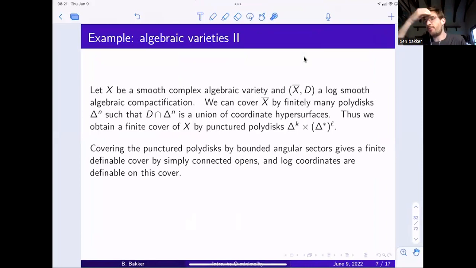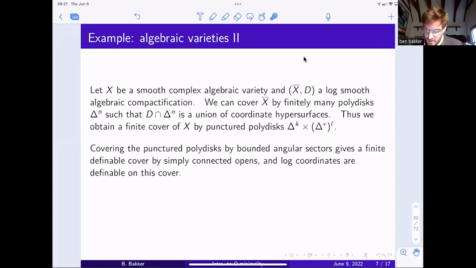And now if we use the first example we gave, of the complex exponential being definable on bounded angular sectors, we can, if we like, subdivide each of these punctured polydisks into finitely many products of bounded angular sectors. And so then we get a definable atlas of X by simply connected definable open subsets, and moreover, the log coordinates are defined on the elements of that atlas. So that's nice.